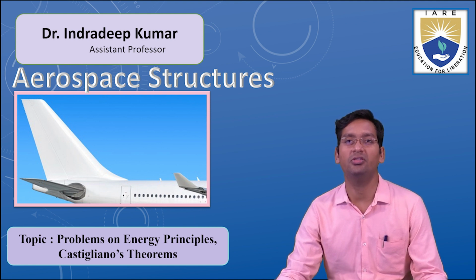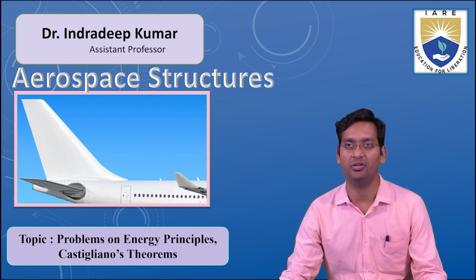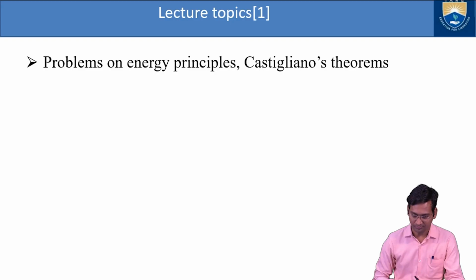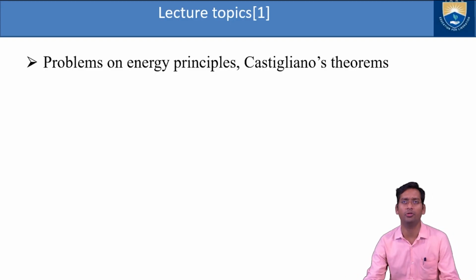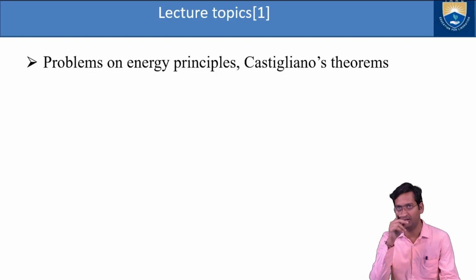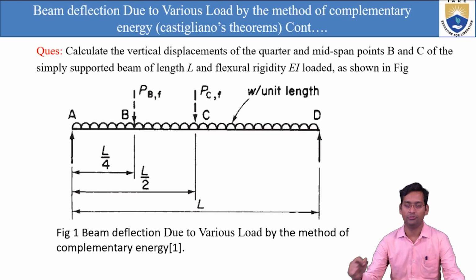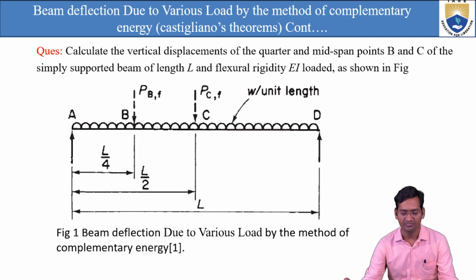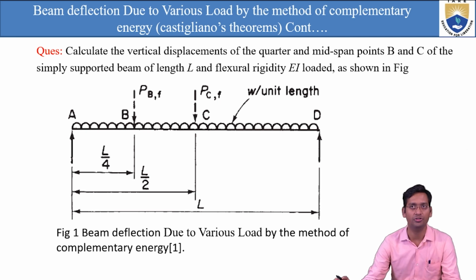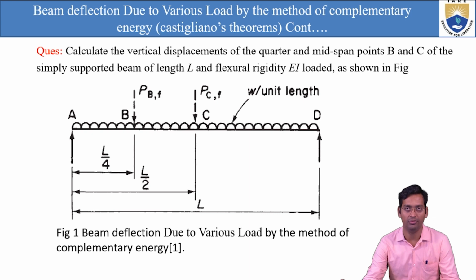So in this video, we will see a problem on energy principles, Castigliano's theorem. Our topic will be problems on the energy principle, or you can say the energy method, and Castigliano's theorem. So this is the question. That question comes under what? Beam deflection due to various loads by the method of complementary energy, or Castigliano's theorem. So with this method we have to find.